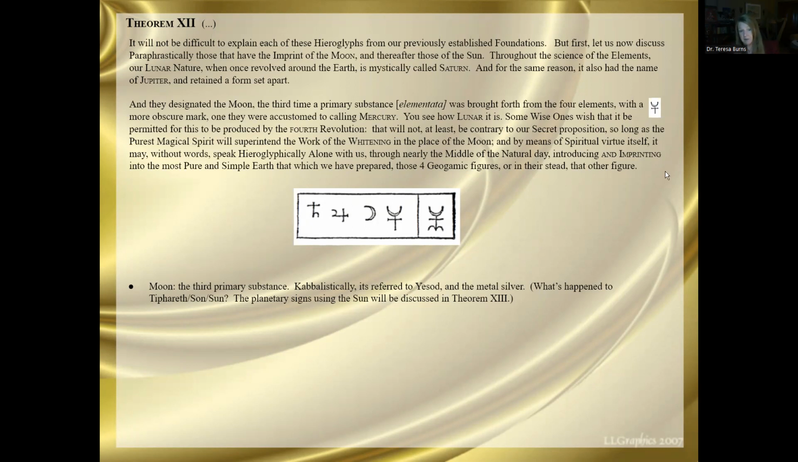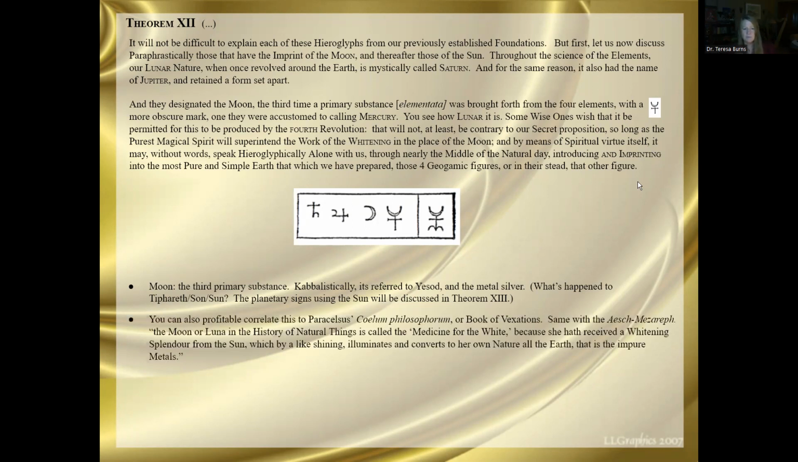So Kabbalistically, it's referred to Yesod, it's referred to the silver. So is this going to be the Silver Age? And what happened to Tiferet and the sun? Well, that's going to be Theorem 13. You can keep going with correlating this to Paracelsus if you want to.